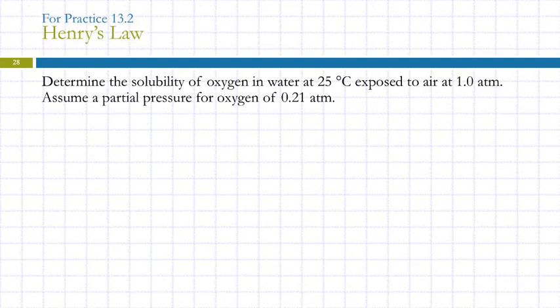So determine the solubility of oxygen in water at 25 degrees Celsius, exposed to air at 1 atmosphere. Assume a partial pressure for oxygen of 0.21 atmospheres. So we have 1 atmosphere of air pressure, but only 0.21 atmospheres of oxygen because oxygen is 21% of air. The rest of it is nitrogen and other things. So we need the Henry's law constant for oxygen in water at 25 degrees.